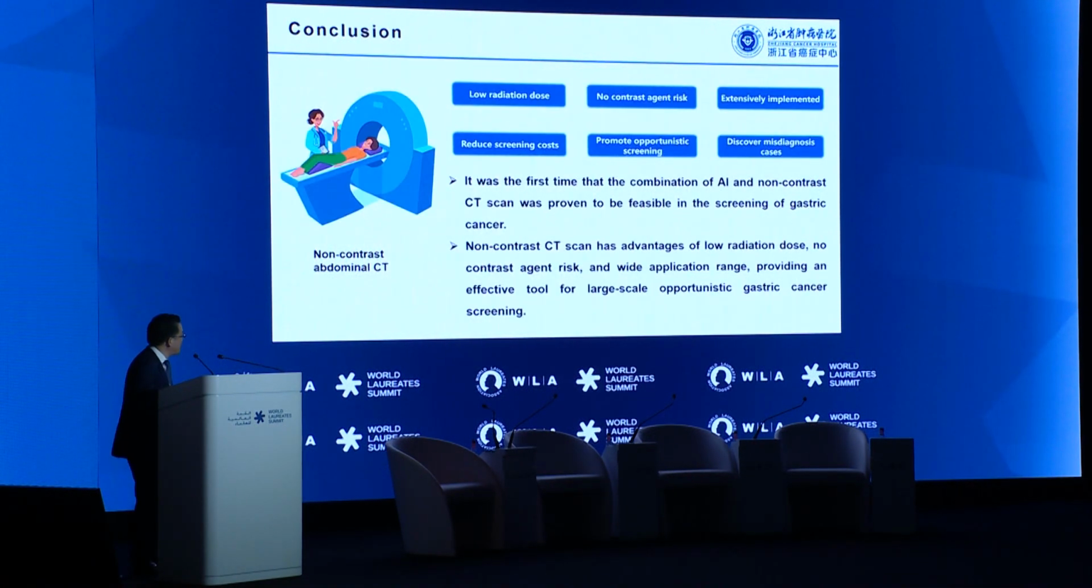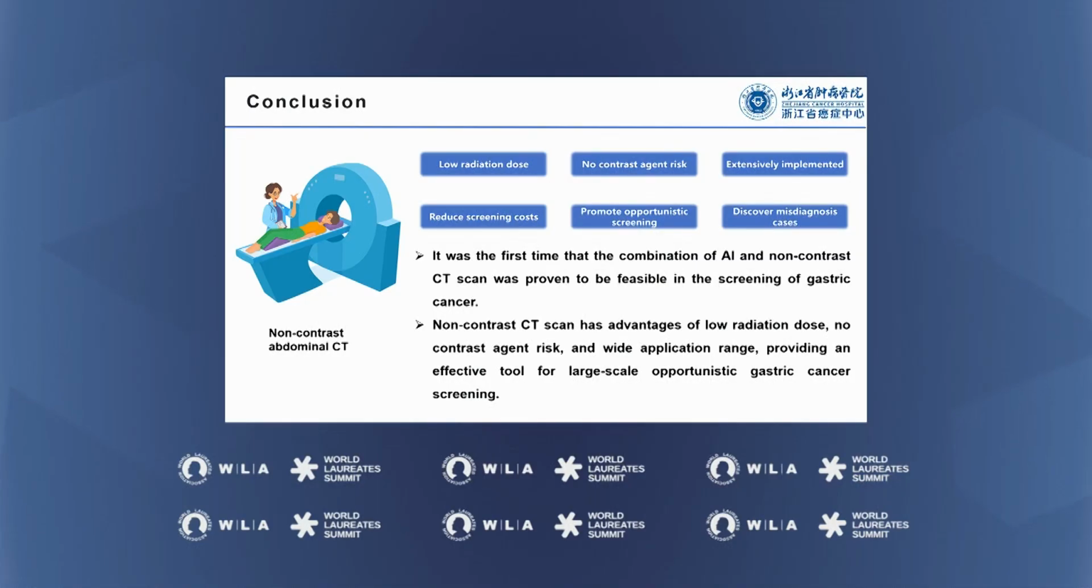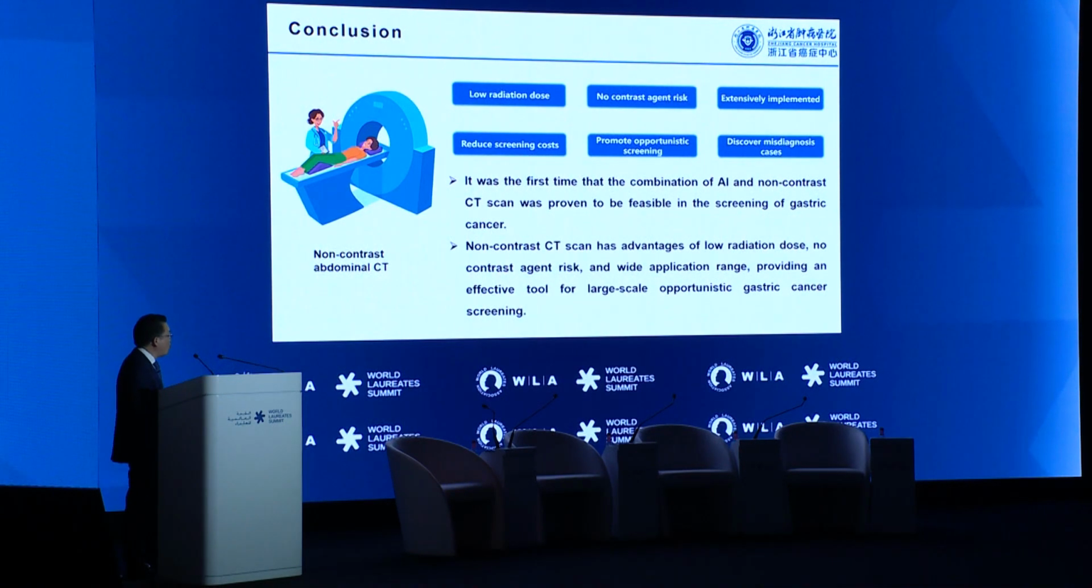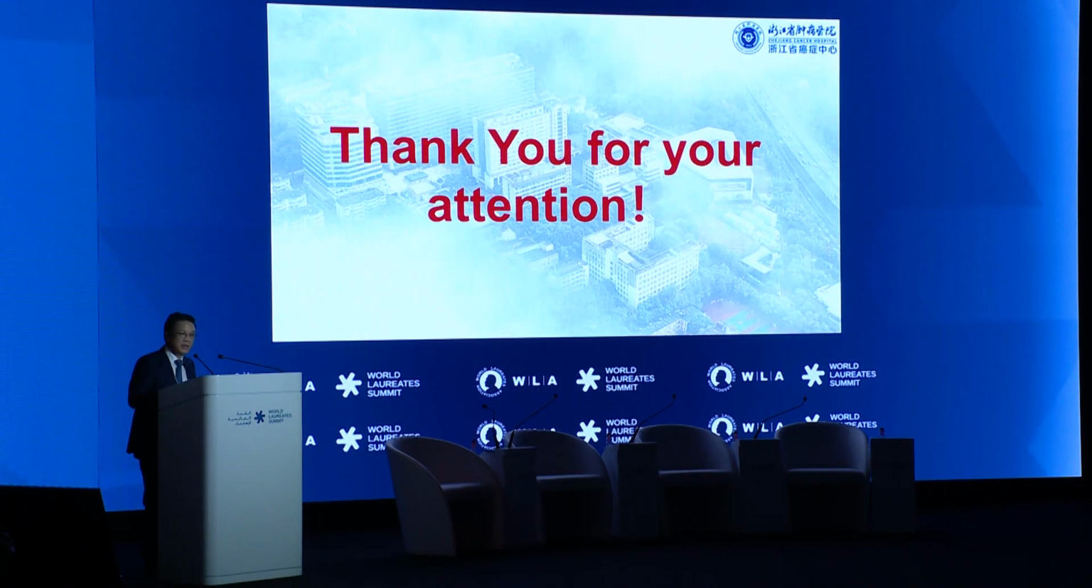So it is the first time that the combination of AI and non-contrast CT scan was proven to be feasible in the screening of gastric cancer. And the non-contrast CT scan has the advantages of low radiation dose, no contrast agent risk, and a wide application range, providing an effective tool for large-scale opportunistic gastric cancer screening. Thank you very much for your attention. Thank you.